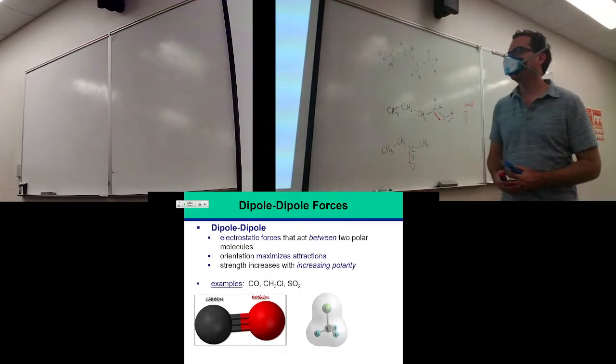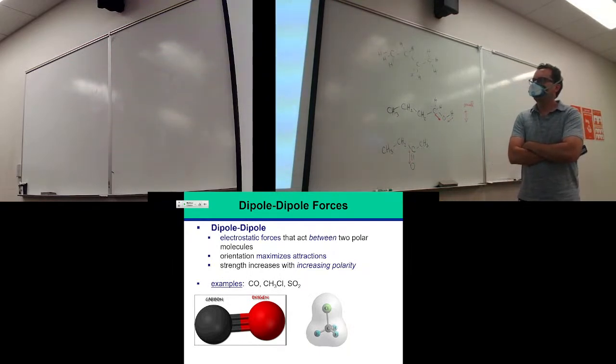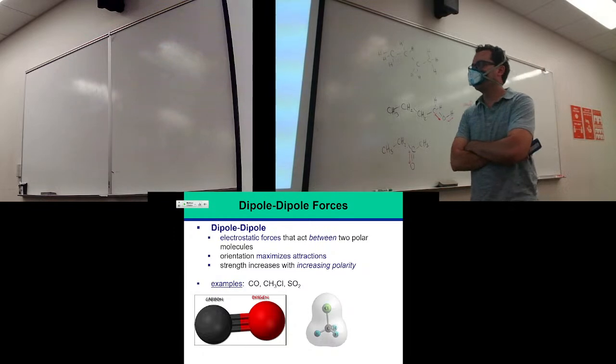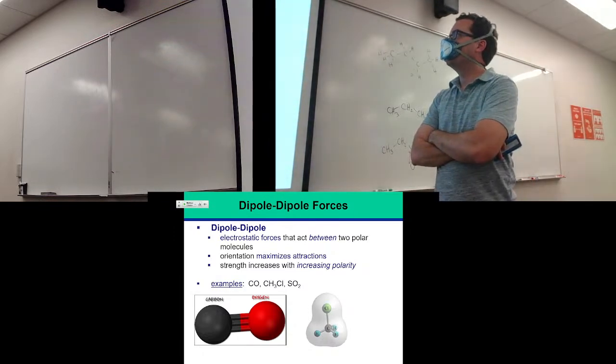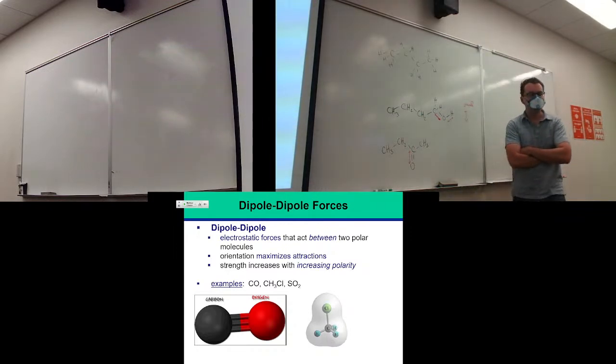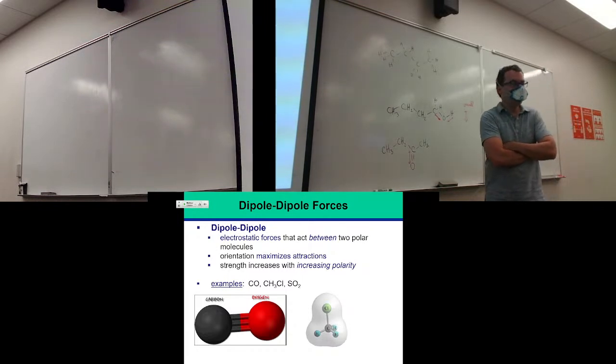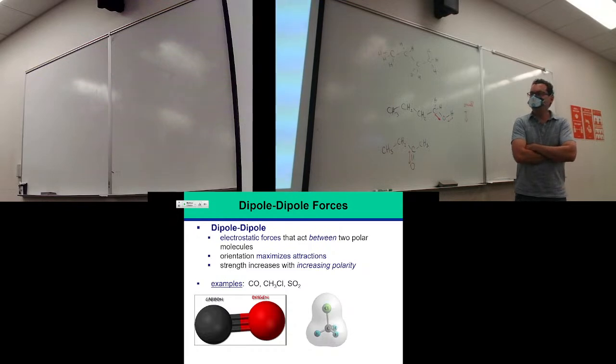So just some examples. Carbon monoxide, chloromethane, sulfur dioxide, these are all polar molecules. And so these will do dipole-dipole interactions. So CO will interact with other CO molecules. It's a gas at room temperature, but theoretically, if you cooled it down enough, you could turn it into a liquid with maybe some pressure as well.